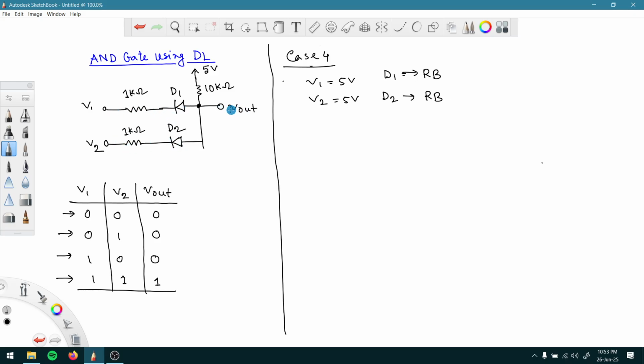So V out will get the voltage from direct 5 volt here, and this thing is open circuited, so actually no current is flowing from this path to that path, so no voltage drop here. Direct 5 volt will be coming to V out, so we can say V out should be equal to direct 5 volt. So yeah, last condition is also fulfilled. Whenever both of the inputs are 1 or logic high, at the output we are going to get 5 volt or logic 1.